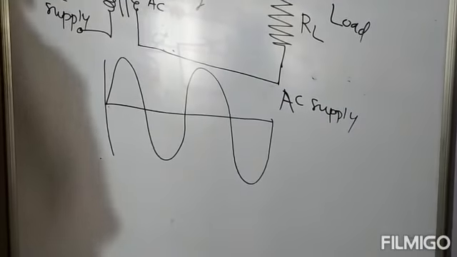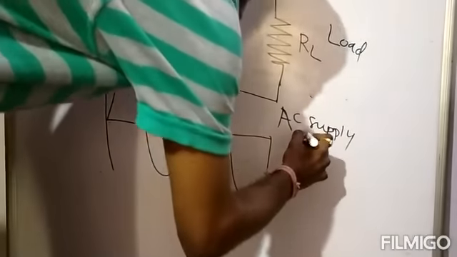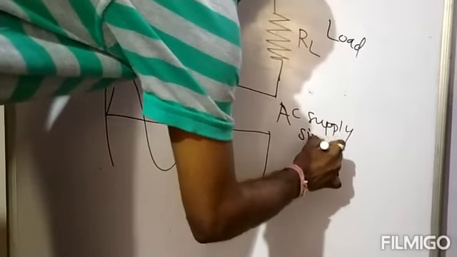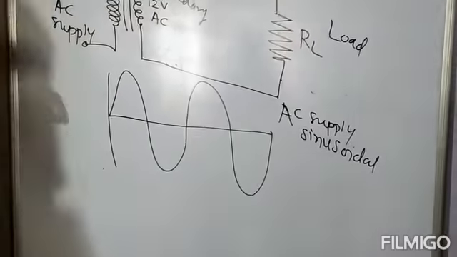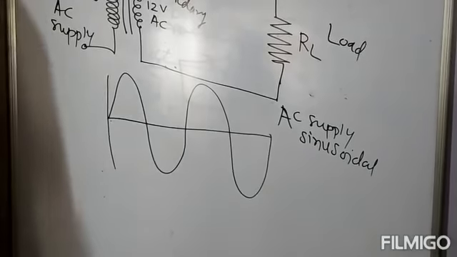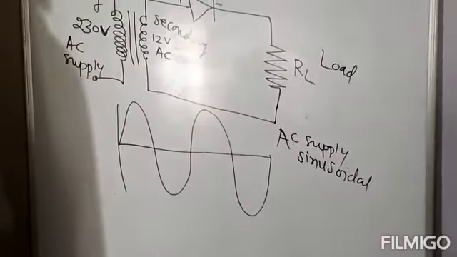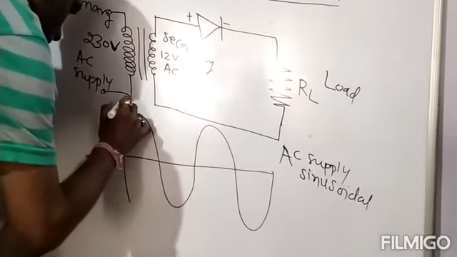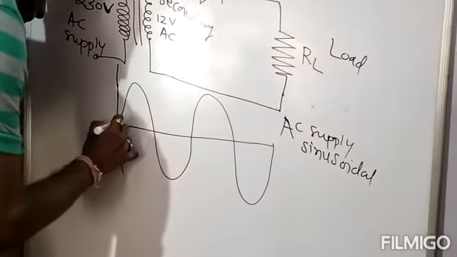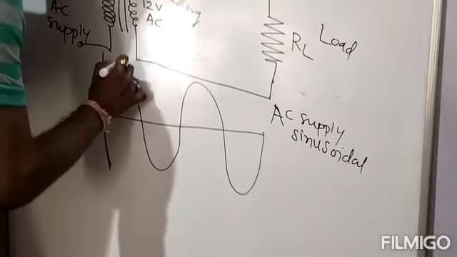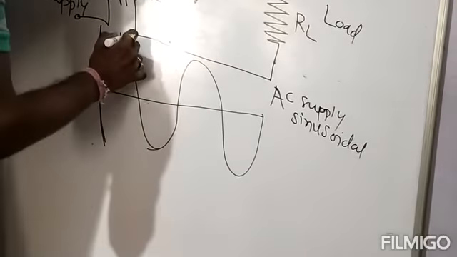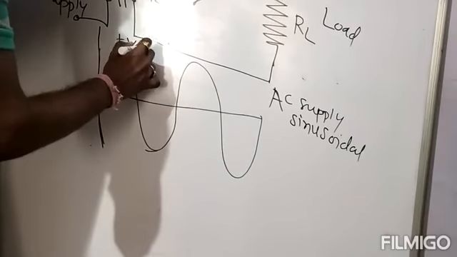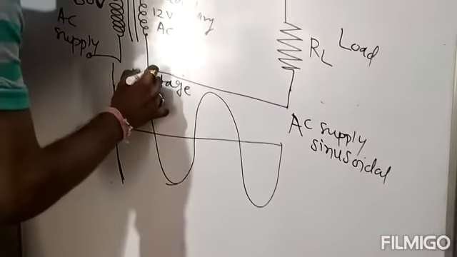And that is of a sinusoidal type. AC supply is always sinusoidal. So this is a positive, this is a negative. It is also called a positive voltage or positive peak.